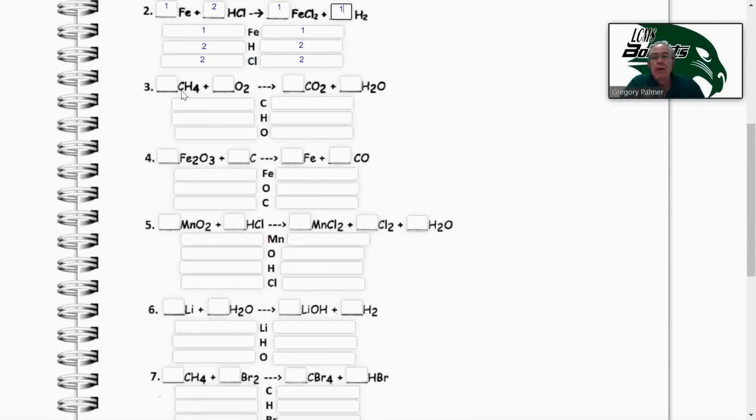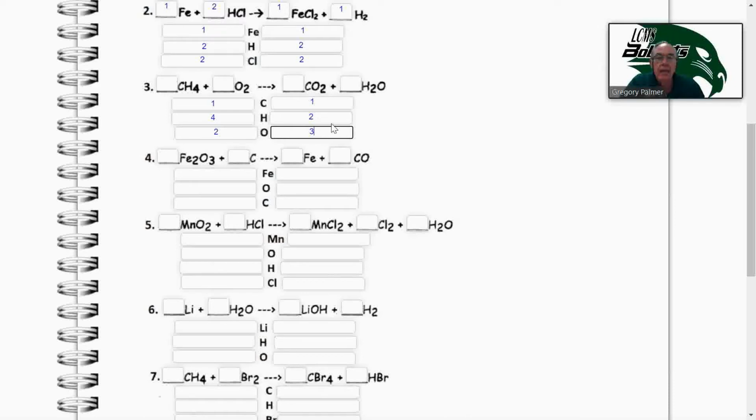Problem number 3, we have this CH4 plus this diatomic oxygen, and it's yielding this carbon dioxide and a water molecule. So we count, we have 1 carbon in this formula, and we have 4 hydrogens, and we have 2 oxygens. Over here on the product side, in the CO2, we have 1 carbon and 2 oxygens. And then I see 2 hydrogens and 1 more oxygen. So we're going to bump that up to a 3.